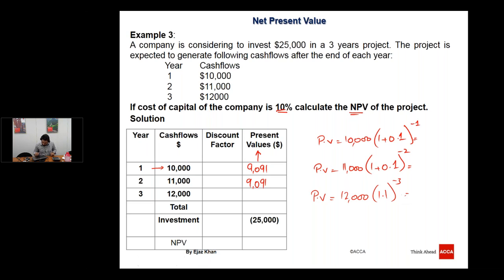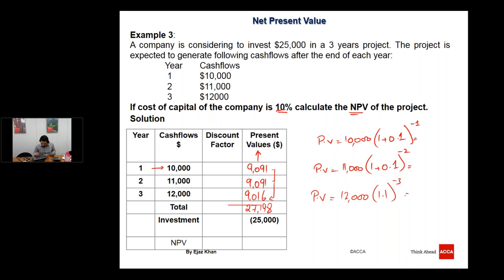It's 9016. Yes, right. Now, these are the present values of different cash flows received in different years. So let's add them all together to get the total present value of the project. That is the total that the company should be investing. 27198.